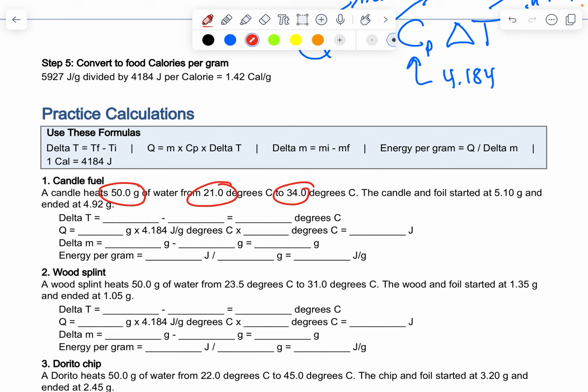Well, in this case, it's a candle, sorry. If we measure the mass of the candle and the tinfoil it's sitting on, it starts out at 5.10 grams. Then after burning, still on the tinfoil, it's a little bit lighter. It goes down to 4.92 grams. So there's a little bit of a difference. We know that was basically consumed by the fire, that little difference.